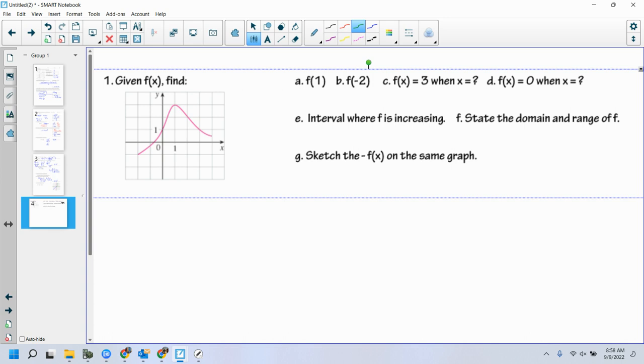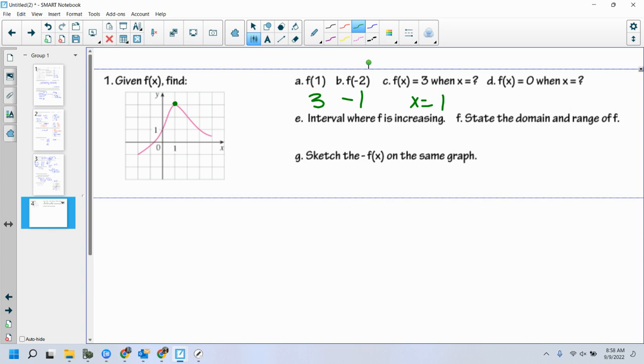All right, so what is f of 1? Somebody tell me, what is f of 1? F of 1 is what? 3. What is f of negative 2? Negative 1. Okay, if f of x is equal to 3, what's x? Positive 1, yeah. The y value being 3, when does that happen? At what x value? It happens at x equals 1.